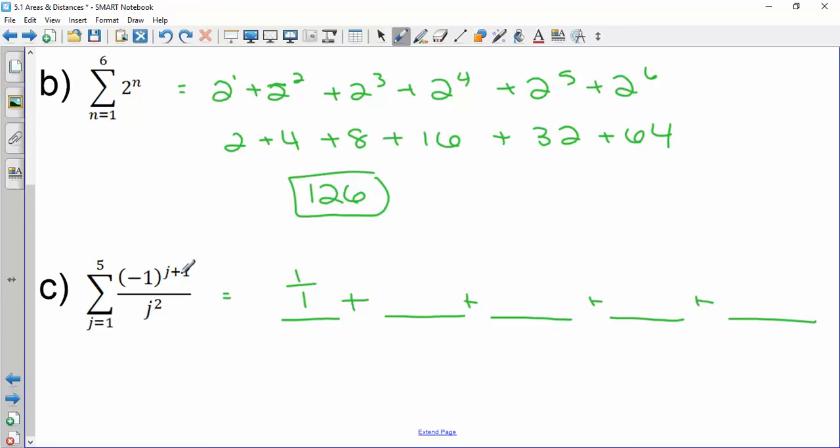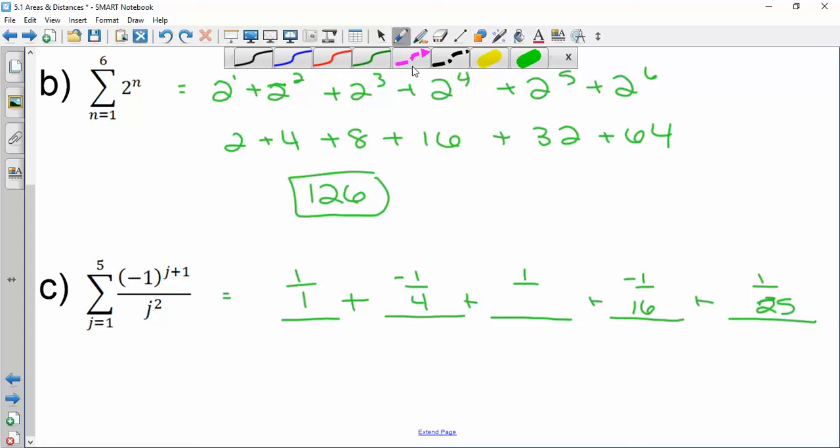If I put in 2, I get -1 to the third, which would be -1 over 2 squared, which is 4. If I put in 3, -1 to the fourth would be 1 over 3 squared. If I put in a 4, -1 to the fifth is -1 over 4 squared. If I put in a 5, -1 to the sixth is positive 1 over 5 squared. I'm not going to take the time to add this up. I just want to make sure you guys understand how to write these. Is that okay?